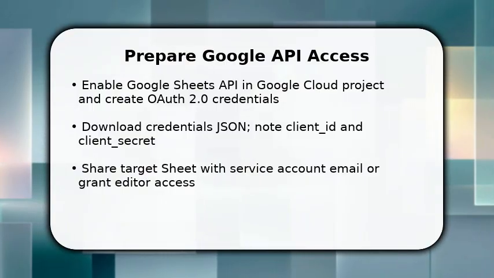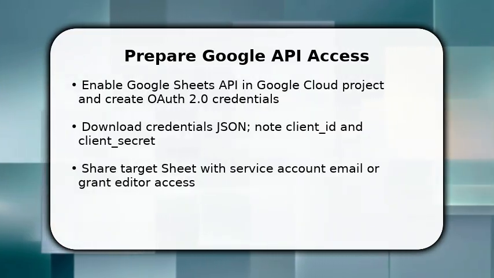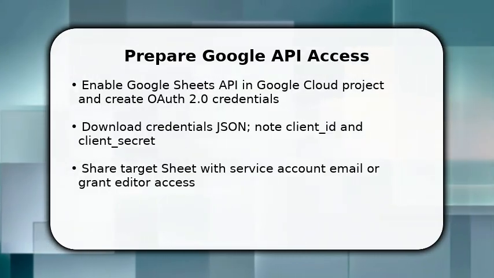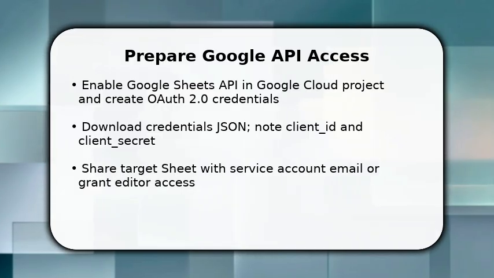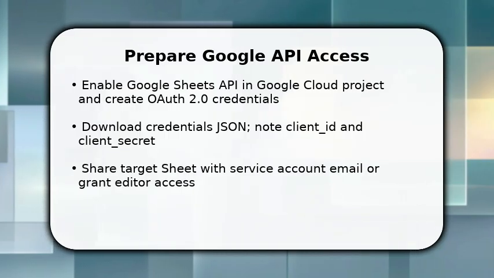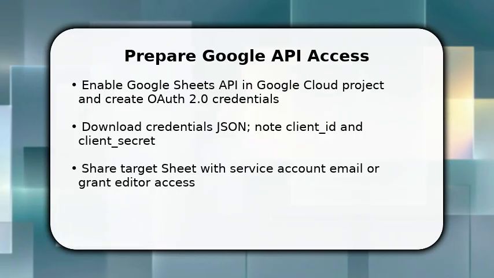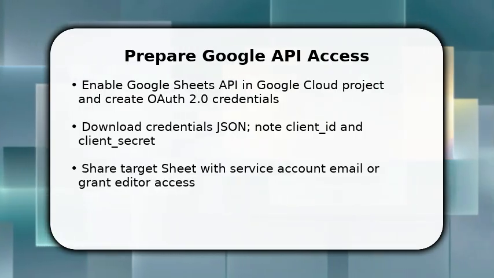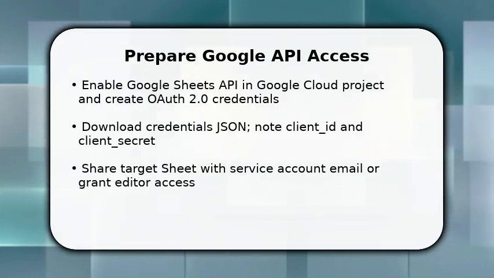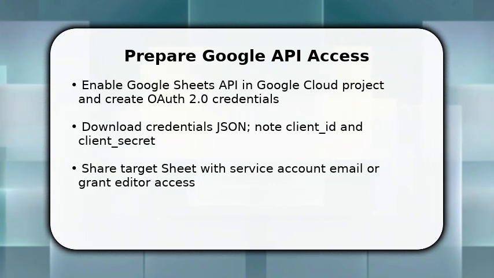You'll start by giving N8n permission to talk to Google Sheets. Create a Google Cloud project, enable the Sheets API, and generate OAuth 2.0 credentials. Download the JSON and keep client ID and client secret handy. Once done, share the specific sheet with the service account email or invite your OAuth user as editor so N8n can read and write. This avoids permission errors later and ensures N8n can authenticate seamlessly when you configure the node.